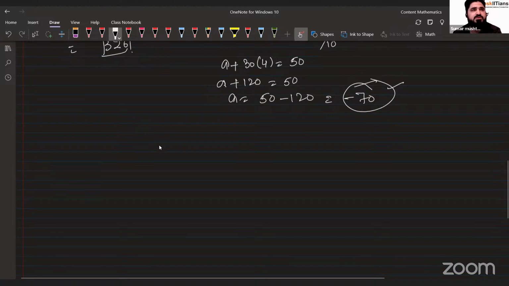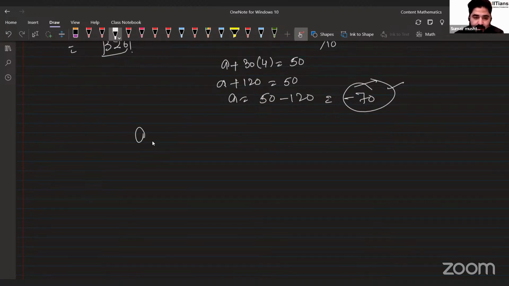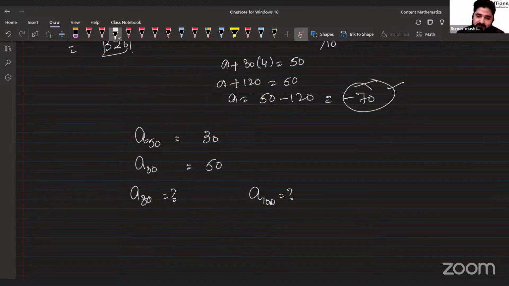Okay, let us suppose I will say a50 is equal to 30, and a30 is equal to 50, right? What you have to do, you have to find a80. After a80, you have to find a100 as well. Come on, do it fast.